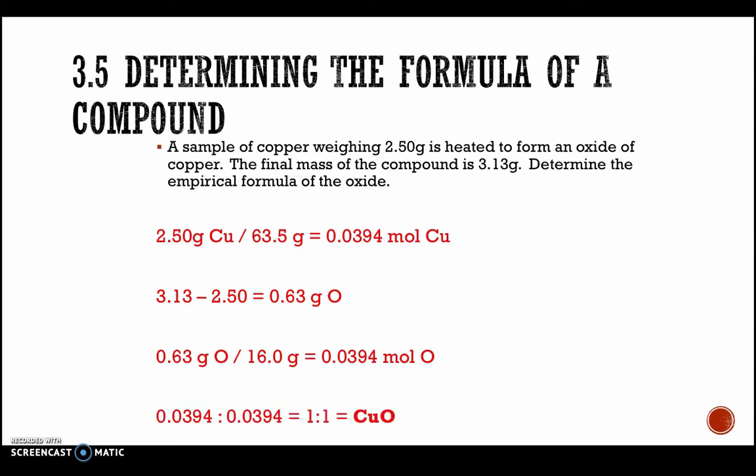Now we can look at the mole ratio. Since it's a 1-to-1 mole ratio, we know that the empirical formula is CuO, 1 mole of copper for every 1 mole of oxygen.